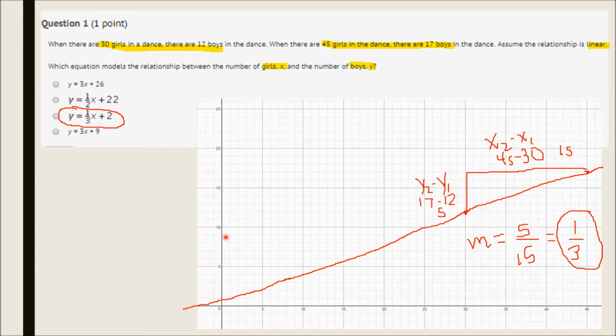So I could have estimated or guessed that it would have been this one if I extended my line and saw that it crossed pretty close to 0.